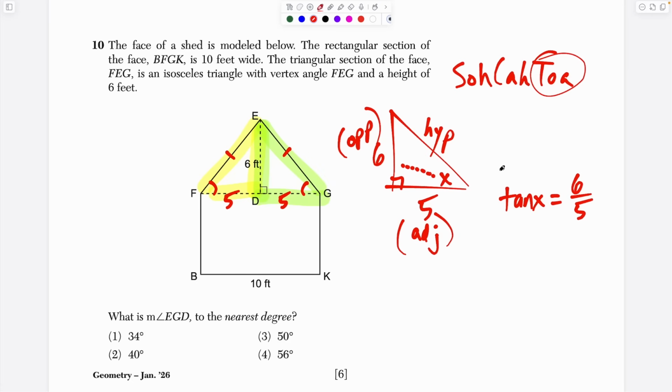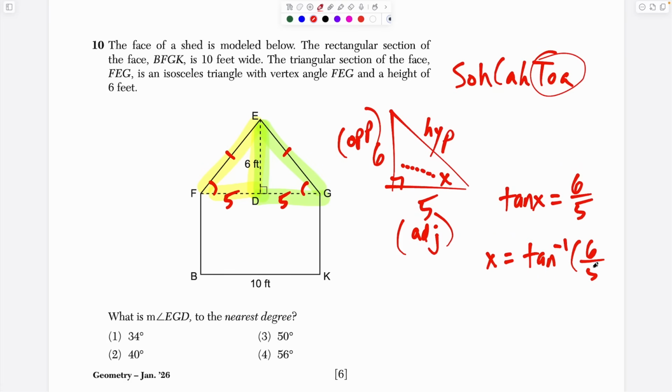So when you're using the trig functions, just remember O stands for opposite, A stands for adjacent, H stands for hypotenuse. And when you do one of the trig functions, you plug the angle in and you set up a ratio of the sides. And for tangent, you set up the ratio of the side opposite of the angle over the side adjacent to the angle. But now to solve for X here, I do the opposite of tangent, which is tangent inverse.